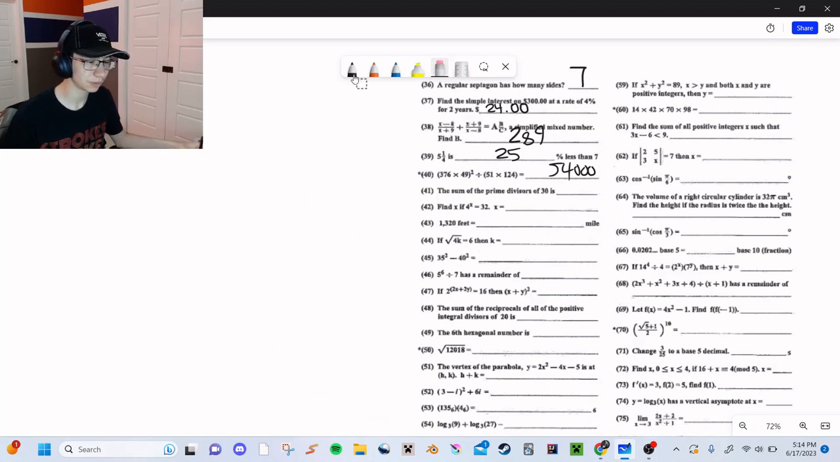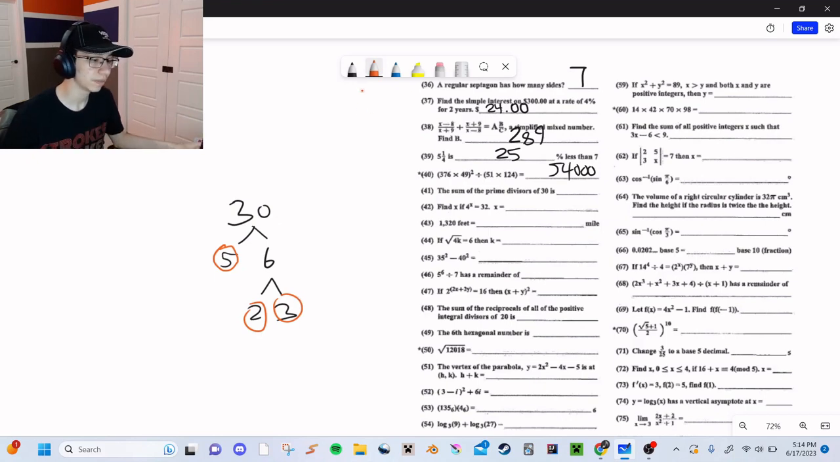Okay, so that's number 40. Number 41, sum of the prime divisors of 30. We gotta do prime factorization. Let's get the prime factorization of 30. I could split it up into a 5 and a 6. 5 is prime, so I'll circle it. That side of the tree, this little factor tree, is finished. 6 splits up into 2 and 3, which are both prime, and so we're done.